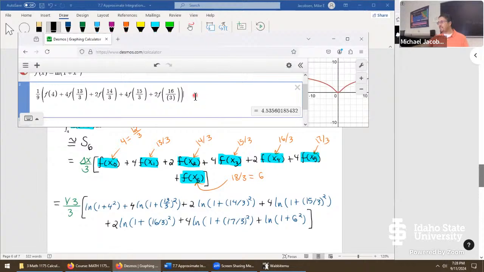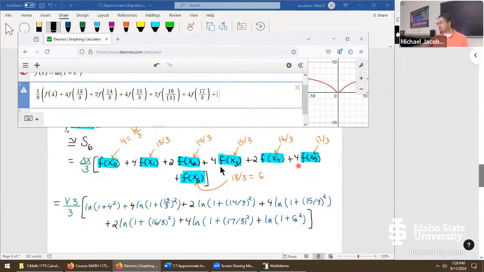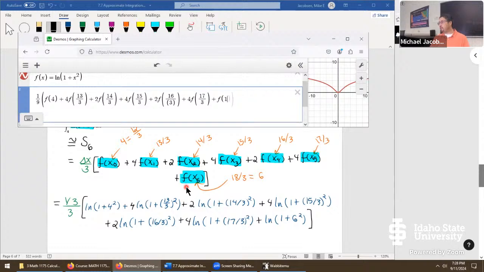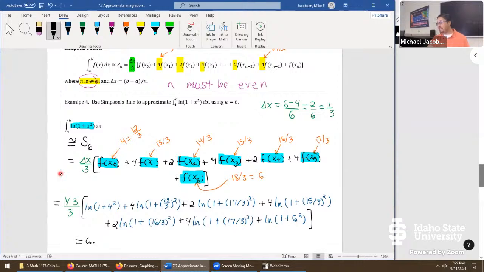See how much space we can actually get on this. Now we're up to this one, plus 4 f of 17 thirds plus this last term, f of 18 thirds. I guess that's 6, but that works just as well. Close your parentheses. And this is my claim for the approximation, 6.4923. Provided I didn't make any mistakes, copy that in, 6.4923.